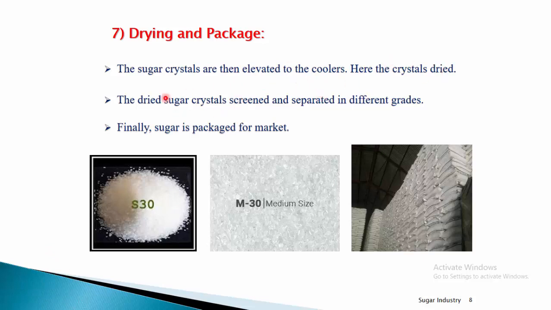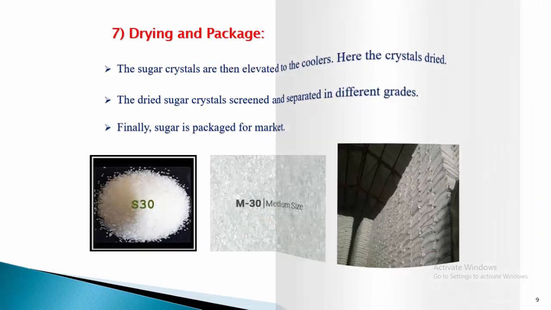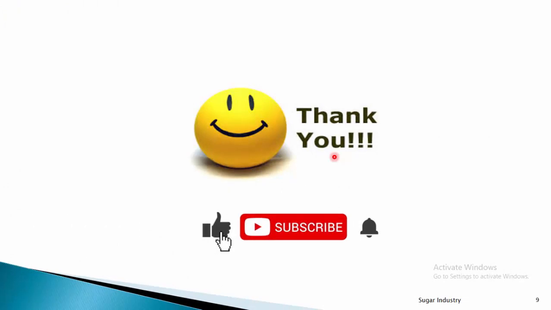With the help of the coolers, the dried sugar crystals are screened and separated into different grades as per size, maybe small size, medium size, or some other bigger size, and packaged. Finally, sugar is packaged for the market as per size. Here you can see S size for small, M size for medium, and L size for large. So likewise, sugar can be manufactured.